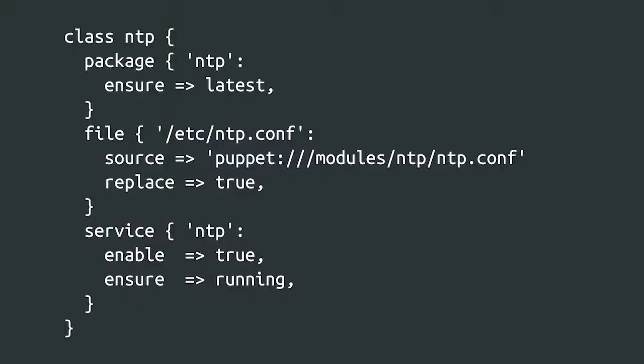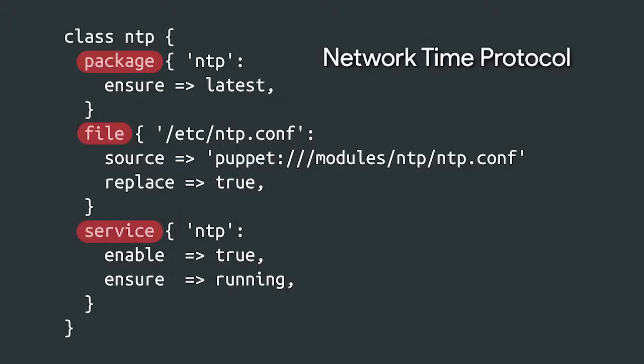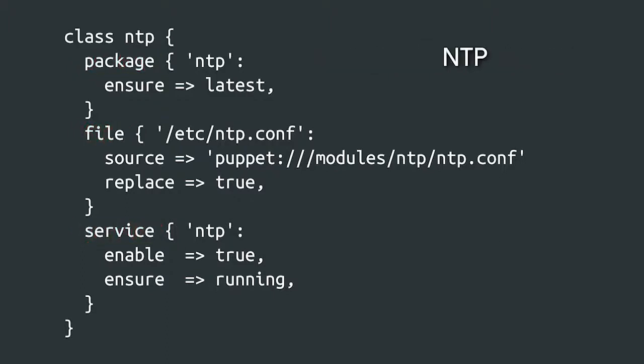In this case, we have a class with three resources: a package, a file, and a service. All of them are related to the Network Time Protocol, or NTP, the mechanism our computers use to synchronize their clocks. Our rules are making sure that the NTP package is always upgraded to the latest version. We're setting the contents of the configuration file using the source attribute, which means that the agent will read the required contents from the specified location. And we're saying that we want the NTP service to be enabled and running.